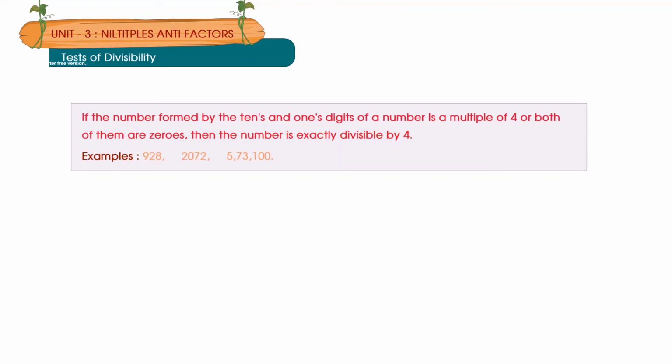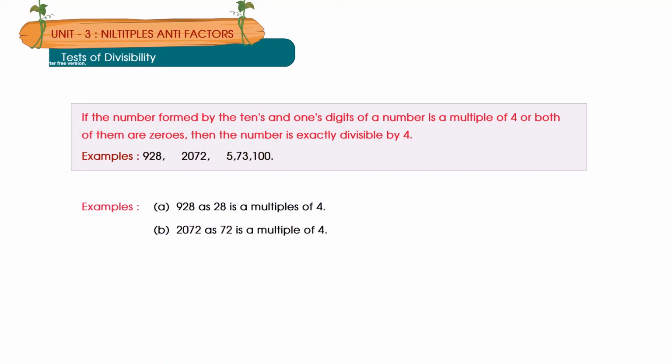Examples: A. 928 as 28 is a multiple of 4. B. 2072 as 72 is a multiple of 4. C. 5,73,100 as the tens and ones digits are zeros. D. 91,524 as 24 is a multiple of 4.